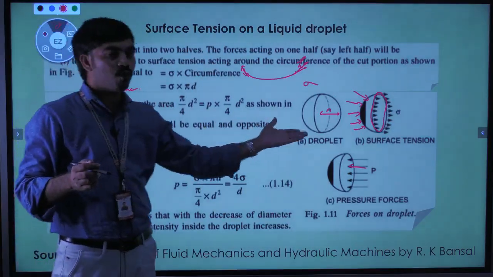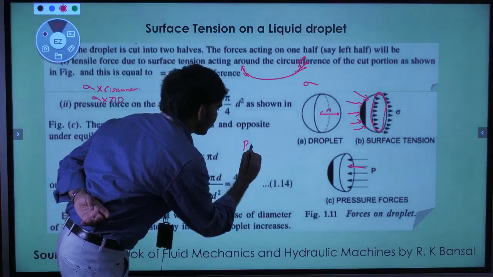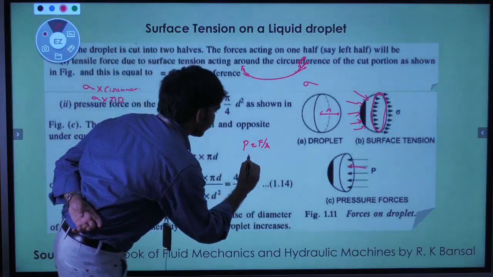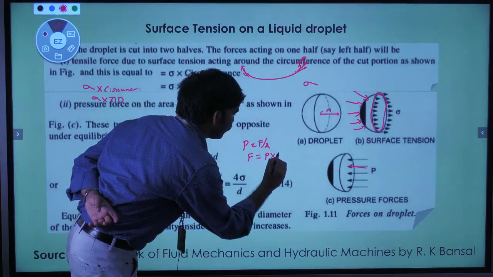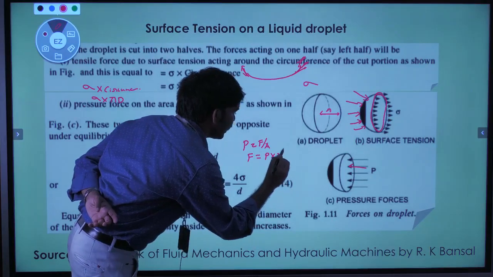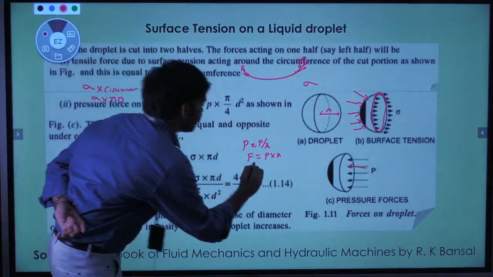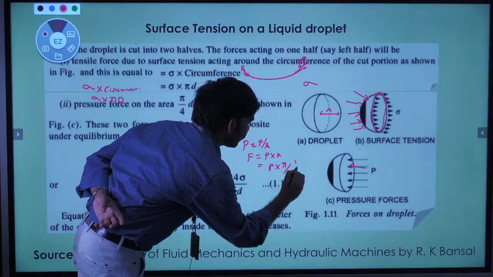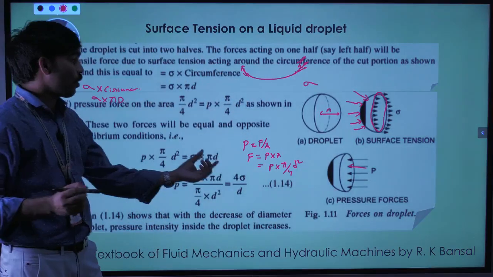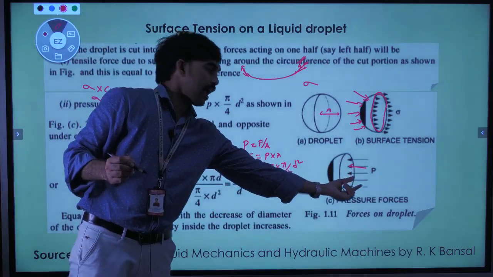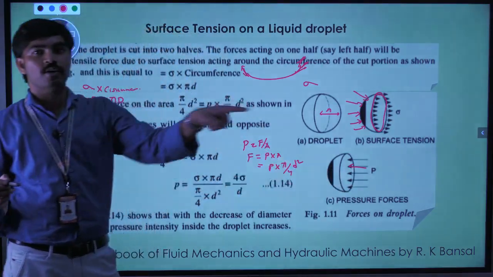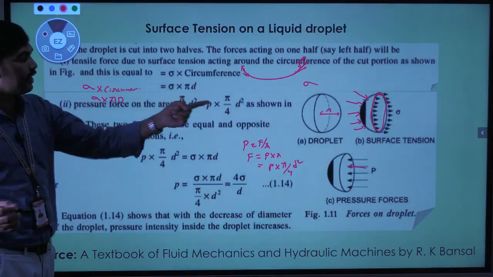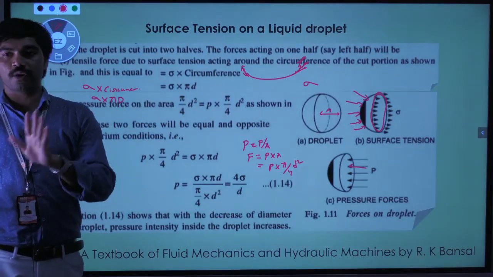What is the pressure force? You know what pressure is? Pressure is equal to force per unit area. So what is the total pressure force? That will be equal to pressure intensity into area of the droplet. The pressure intensity is P, and the area of the droplet is pi by 4 d square, right? This is the total pressure force acting inside the droplet in excess of outside pressure. And this is the total surface tension acting along the circumference of the droplet.